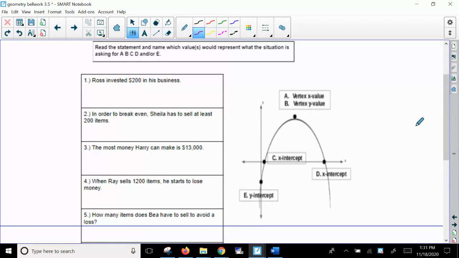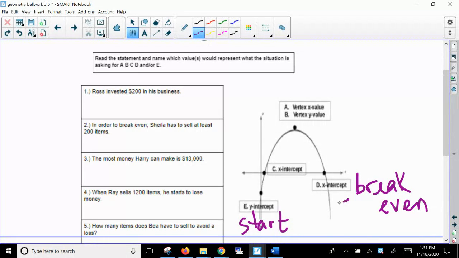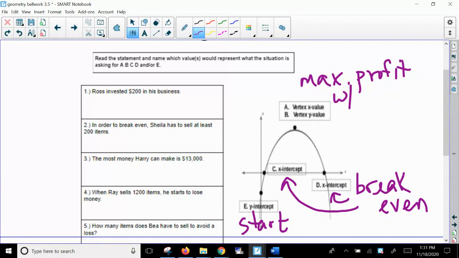Okay, remember y is where you started. That's on the second screen. So y is your starting point. Your x-intercepts is where you break even, here and also here. And then the vertex is a maximum profit with maximum number of items.